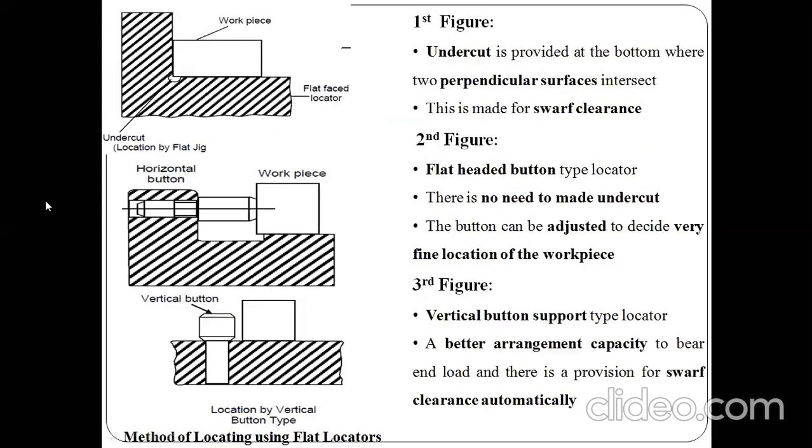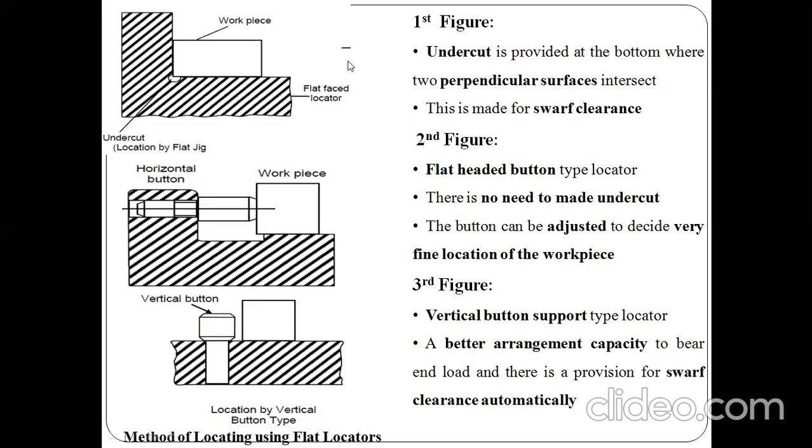Now see these three figures, which represent the method of location using flat locators. This rectangular portion represents your workpiece. In the second case also this is your workpiece, and in the third case also this is your workpiece. The hatched portion represents your flat locator or the fixture part. In the first figure, your workpiece is directly located over this flat surface, inclined, vertical and horizontal surface flat locator. This is called your flat locator.